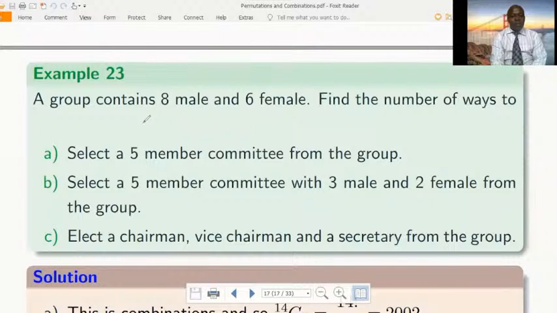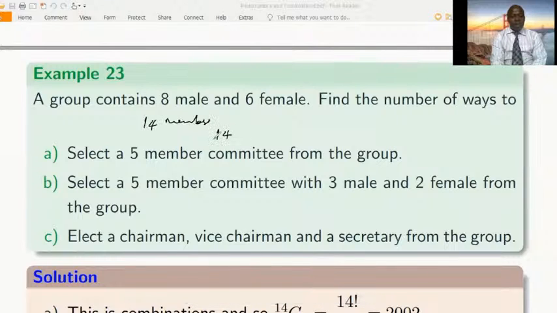We have 14 ways in which you can elect a chairman. Any of these members qualifies to be chairman. So you have 14 ways of electing a chairman. If you have person 1, person 2, person 3, person 4, all the way up to person 14, this person can be a chairman. That is one way. This person can be a chairman. That's the second way. This person can be a chairman. That is the third way. All the way up to this person can be a chairman, and that is the 14th way.